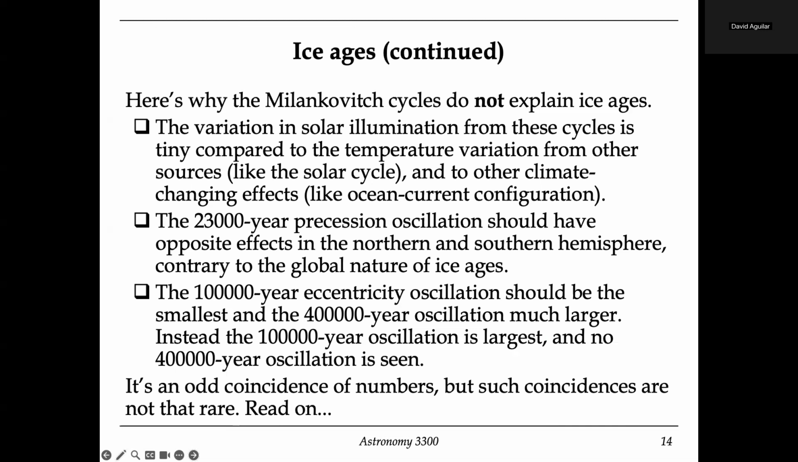But if you look in the data, the 100,000-year oscillation is the largest, and there is actually no seen 400,000-year oscillation. So it's just weird. Argue with a brick wall. There are people who love this theory and who use it, and there's some people who want to explain certain things about Mars using something called spin-orbit coupling. I don't subscribe to that.